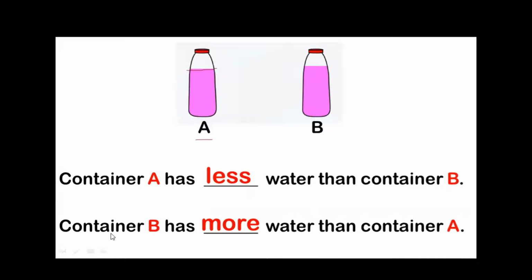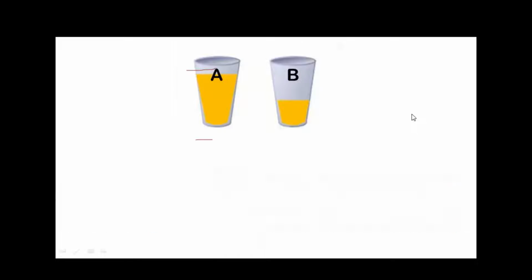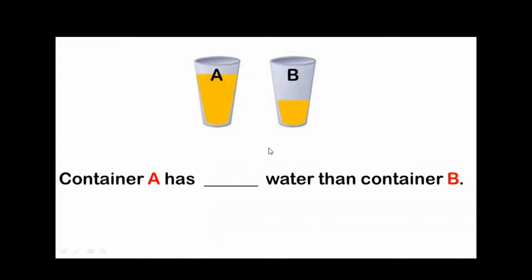Everybody, let's read together. Container B, which is this, has more water than container A. Let's compare another one. So I have here two containers, A and B.